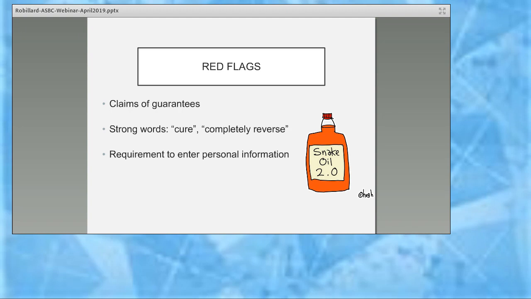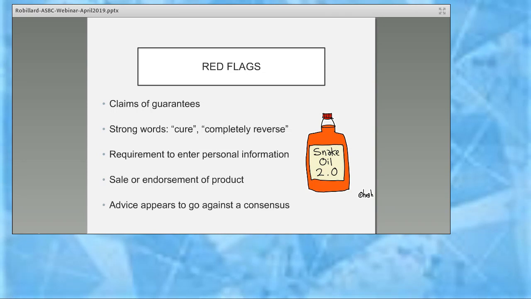Any requirements to enter personal information, so any website that needs you to put in your name or needs you to sign up for a newsletter before you can access the information, that's definitely a red flag. Good quality information is free and you shouldn't have to enter any personal information to get to it. We already talked about this. If there's a sale or an endorsement of a product, that's definitely a red flag. And then finally, if the advice appears to go against the consensus, so if you go on 10 websites and 9 of them say you should exercise, and one of them tells you that you can take it easy, probably the correct answer is that exercise is the right idea.